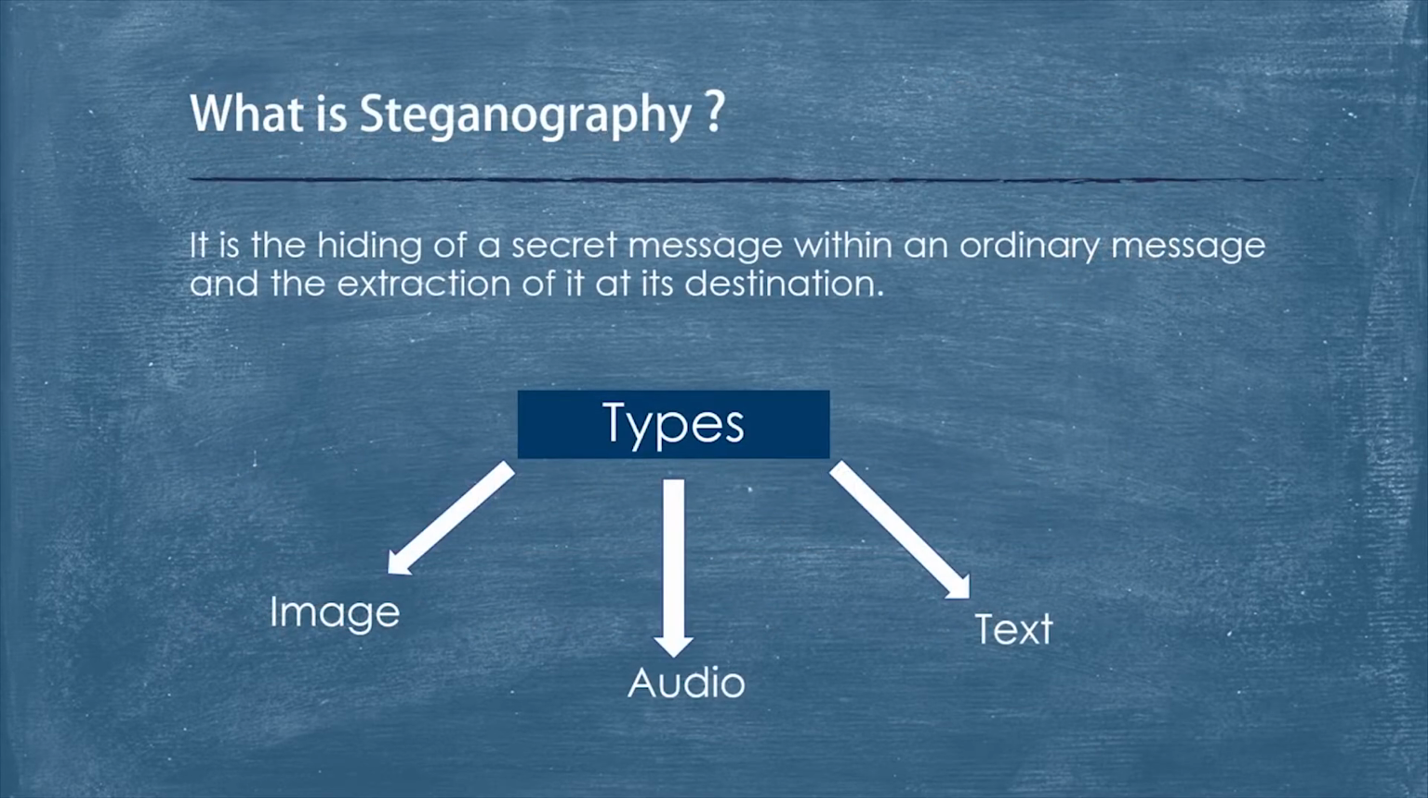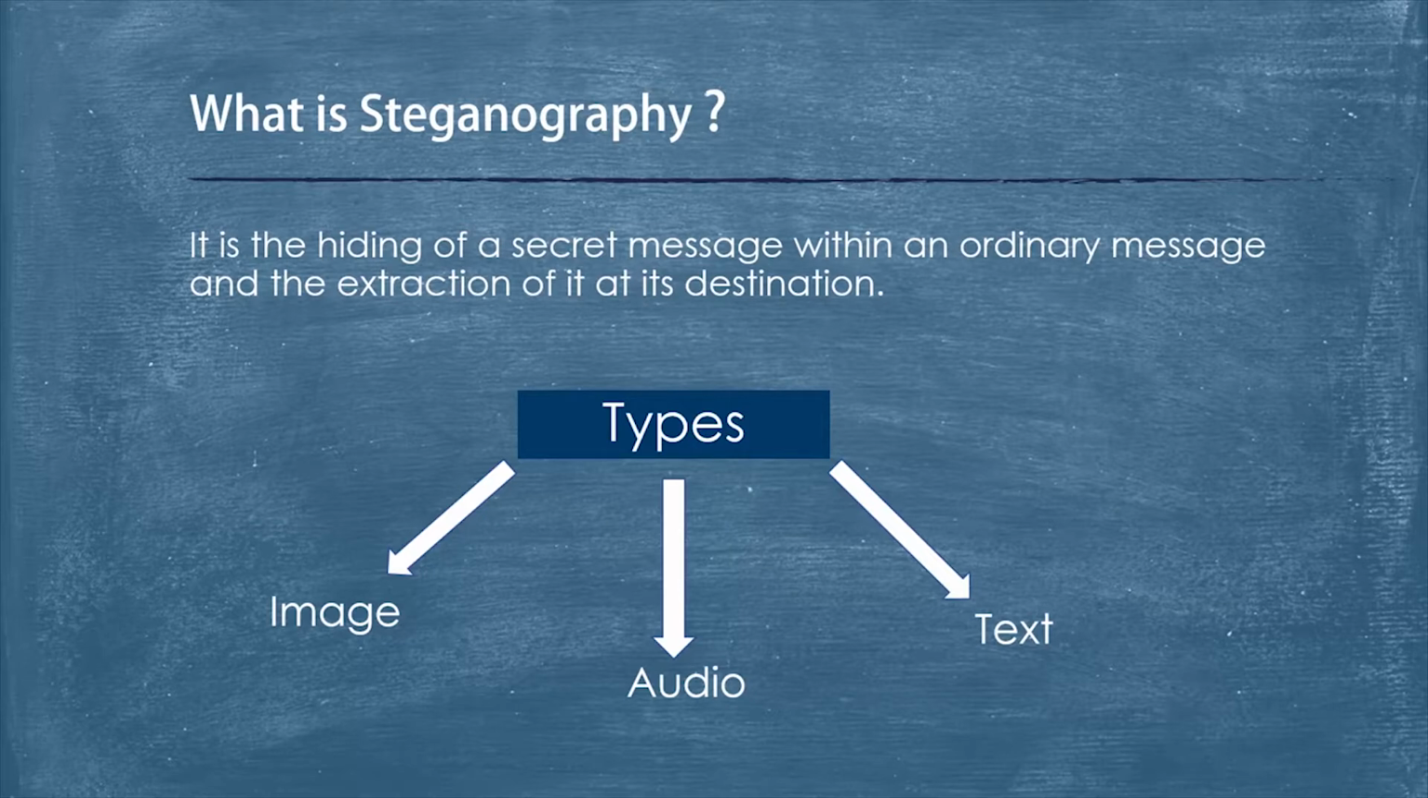Now let's first get familiar with what the term steganography actually means. It is basically hiding a secret message in an ordinary message and later getting it extracted at its destination, so that the existence of the secret message is discreet. That means it is camouflaged into data so that its existence cannot be perceived.